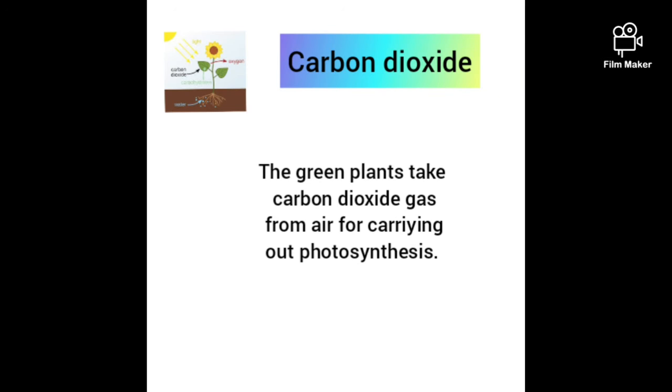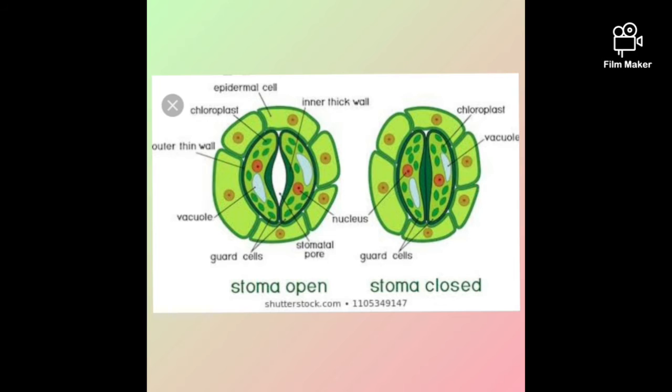The green plants take carbon dioxide gas from air for carrying out photosynthesis. The tiny pores called stomata are present on the underside of the leaves. These pores are surrounded by guard cells. The guard cells control the opening and closing of the stomata. The carbon dioxide gas enters the leaves of the plant through the stomata.